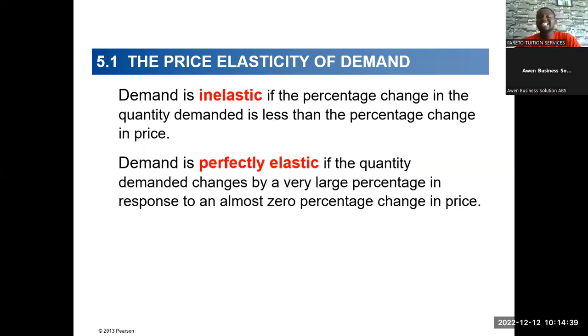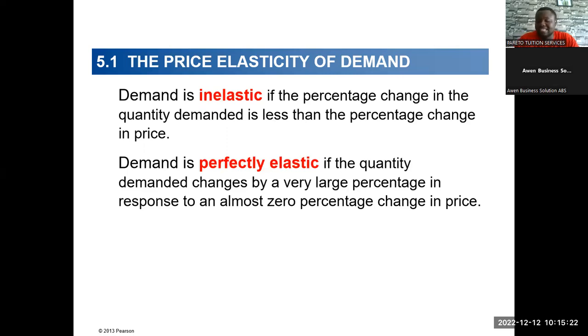And then we have perfectly elastic. For perfectly elastic, consumers are very responsive. Graphically, the price can be the same, but consumers will demand different quantities of the good. So here, the change in price is almost 0%. It's almost like there's no change in price, yet you see a very large percentage change in quantity demanded. That is what we call perfectly elastic.